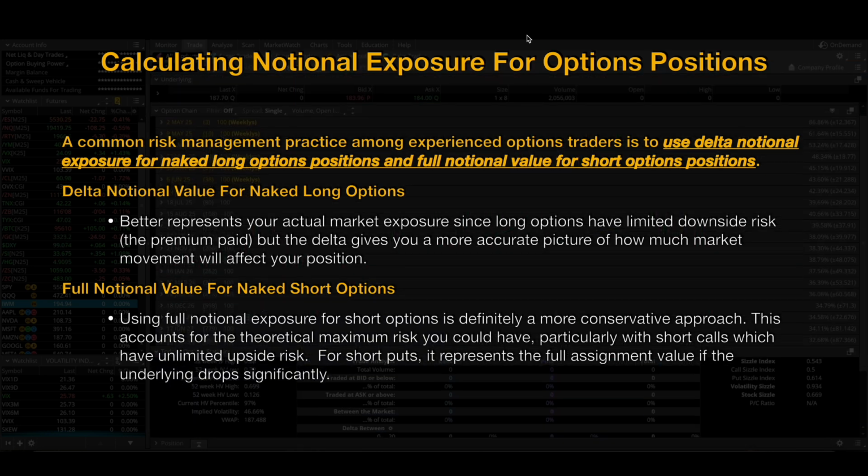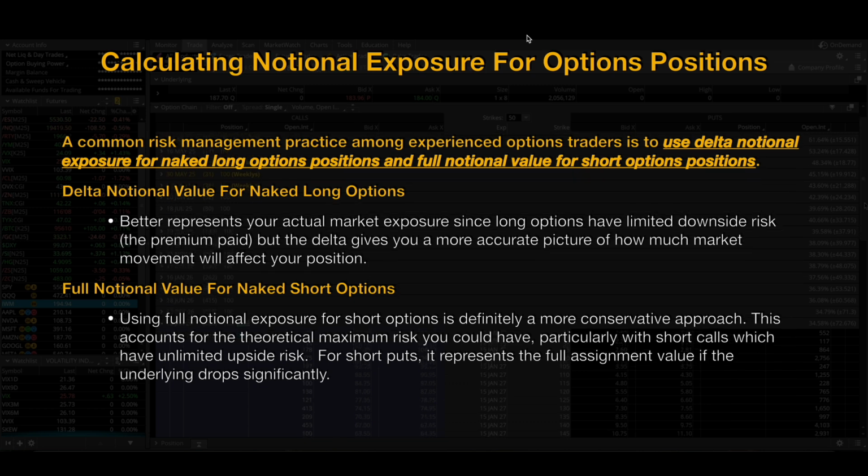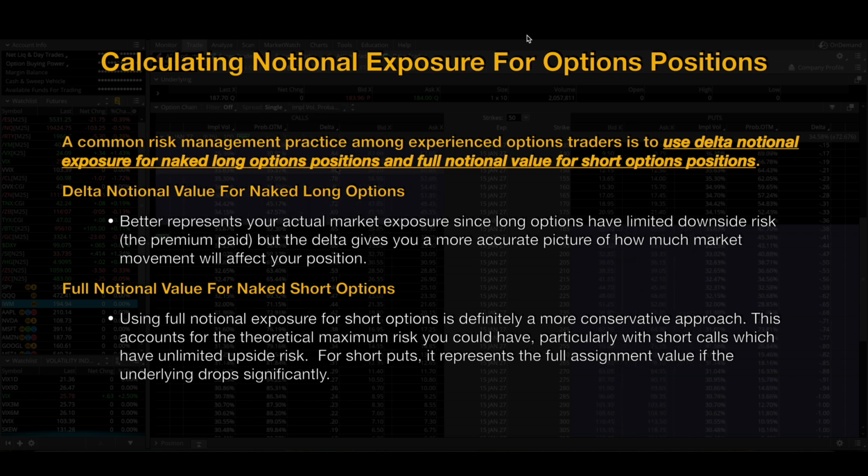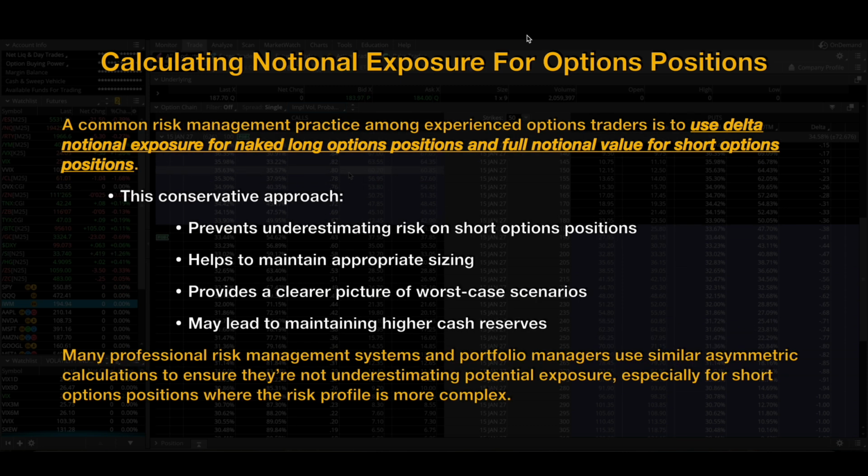And using full notional exposure for short options positions is definitely a more conservative approach. This accounts for the theoretical maximum risk you could have, particularly with short calls which have unlimited upside risk. For short puts, it represents the full assignment value if the underlying drops significantly. This conservative approach prevents underestimating risk on short options positions, helps to maintain appropriate sizing, provides a clearer picture of worst-case scenarios, and may lead to maintaining a higher cash reserve.